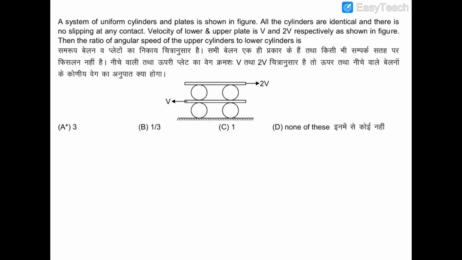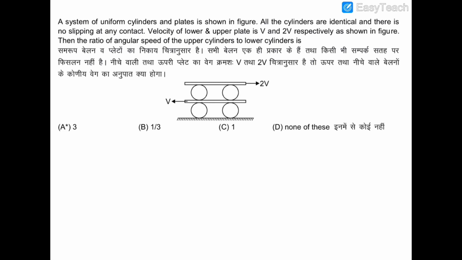Now in this question you can see that there is a system of uniform cylindrical plates which is shown in the figure, and all the cylinders are identical and there is no slipping occurring at any point. The velocity of the lower plate is v in the backward direction and the velocity of the upper plate is 2v in the forward direction. So we have to find out the ratio of the angular velocities of the upper and lower cylinders.